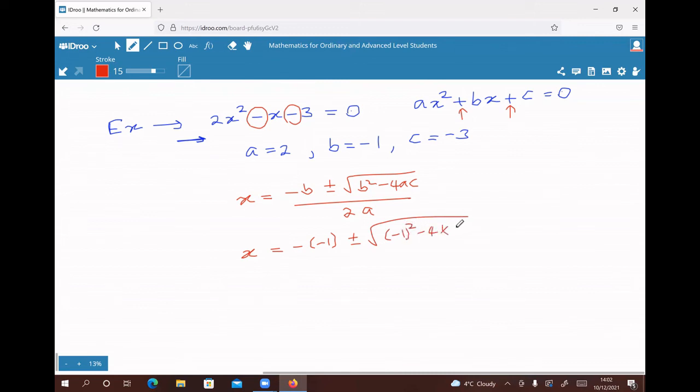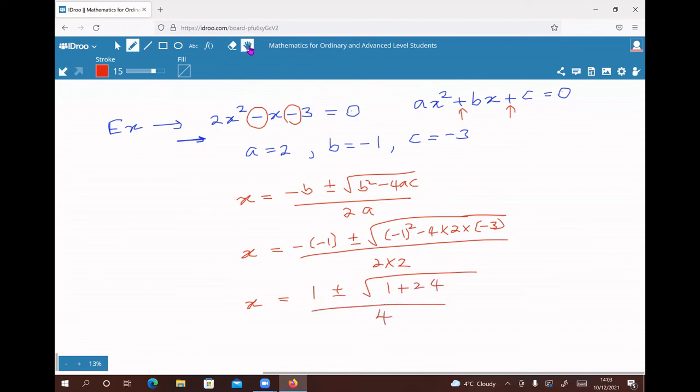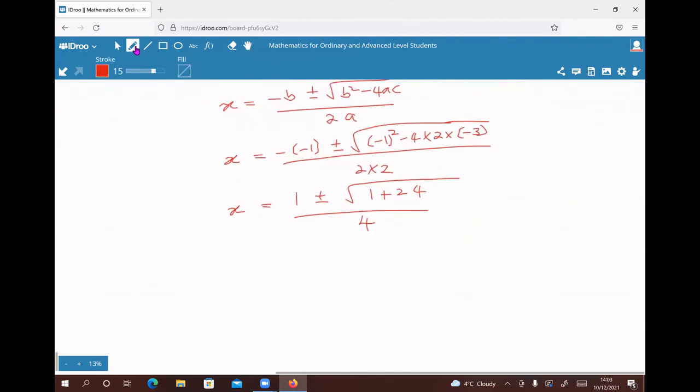And then a is equal to 2, and then c is equal to -3 here. I will write that inside the bracket, all over 2 times 2. Right. So we try to simplify it further. -1 will become +1, plus or minus. Inside the square root, we now get 1 minus 4 times 2 is -8, and -8 times -3 is going to be +24. In the denominator, it will be 4, 2 times 2. So we can carry on. So x is equal to now 1 plus or minus 5 over 4.